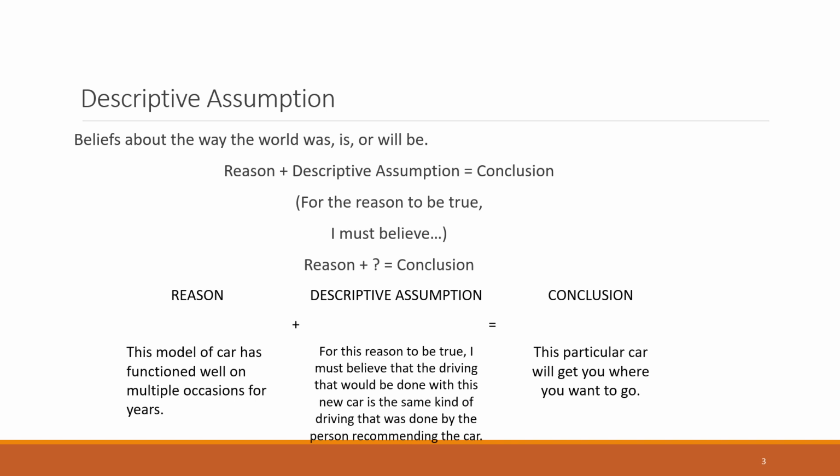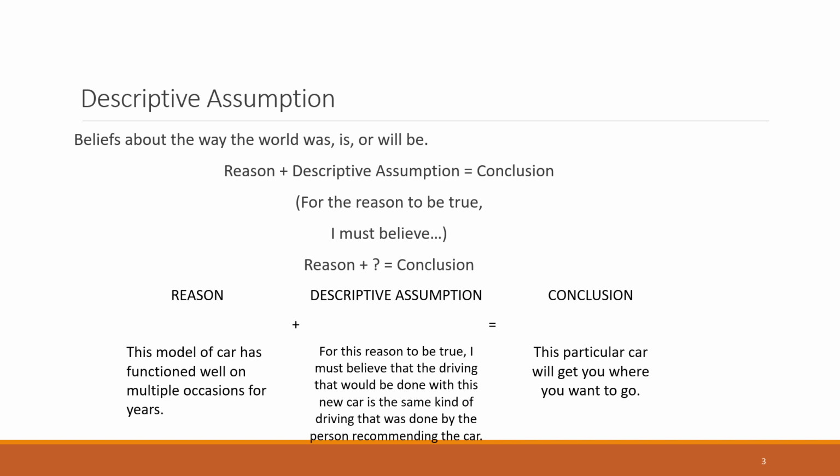If the author's argument is true, then I must believe that the kind of driving that the author is doing, which is not clear, so we don't know what it is, has to be the same kind of driving that is happening in all situations for this car to truly be reliable. Because if the author is just driving to the grocery store and back and says this is a reliable car, well, what if my kind of driving is long distance? It has to be the same kind of driving for the reason to truly support the conclusion. So again, you can have more than one descriptive assumption, but it just has to be a logical link between the reason and the conclusion.